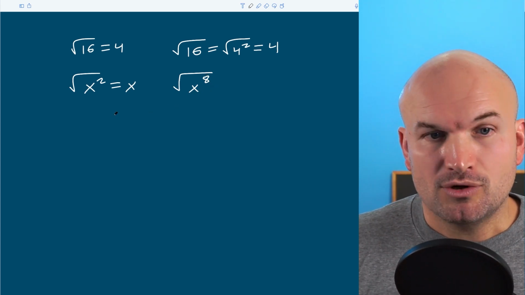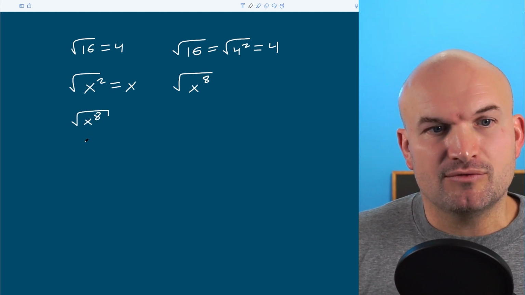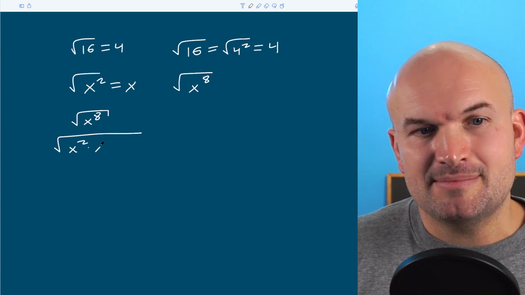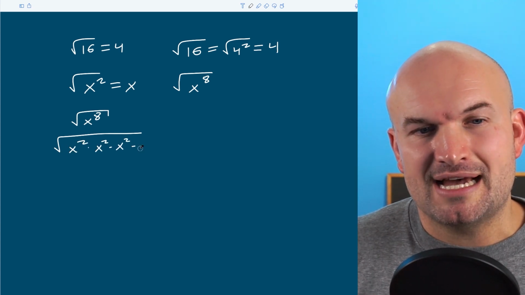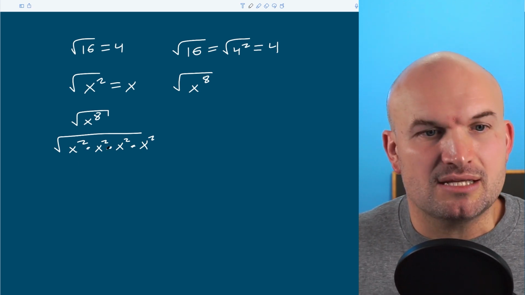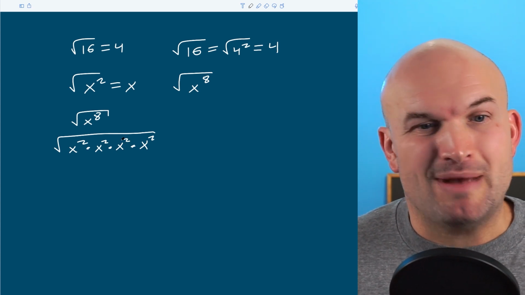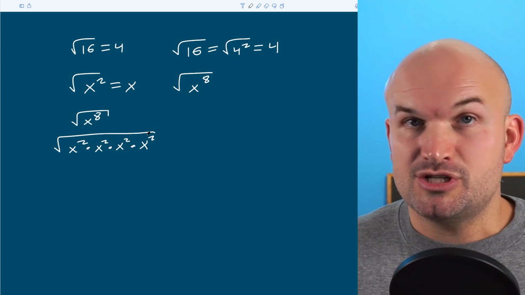We can use the product rule and rewrite the square root of x to the 8th in terms of x squareds. We can rewrite this as x squared times x squared times x squared times x squared. So if you're having trouble with this, go back to the product rule, because what does the product rule say? The product rule says whenever you're multiplying exponents with the same base, you add the powers. 2 plus 2 plus 2 plus 2 equals 8.